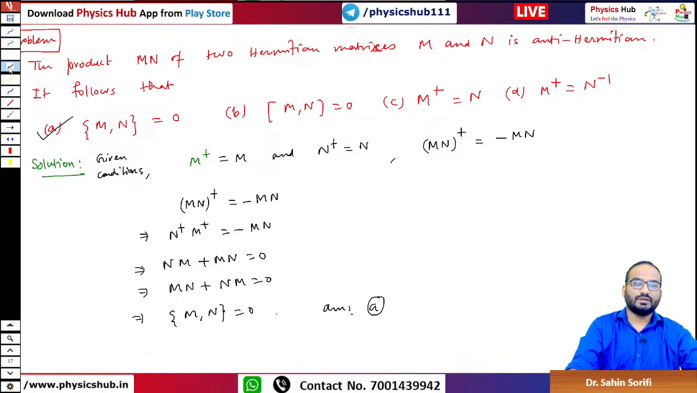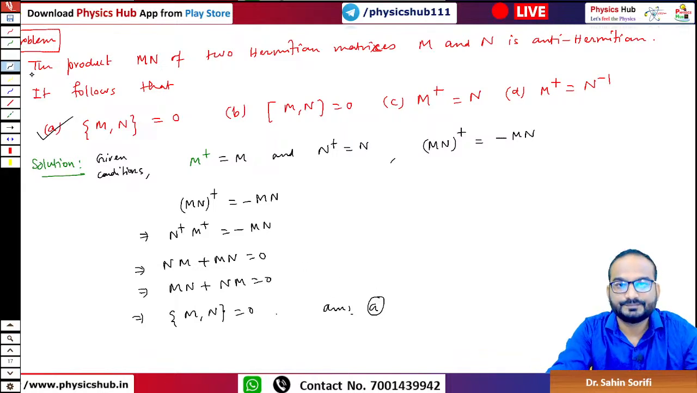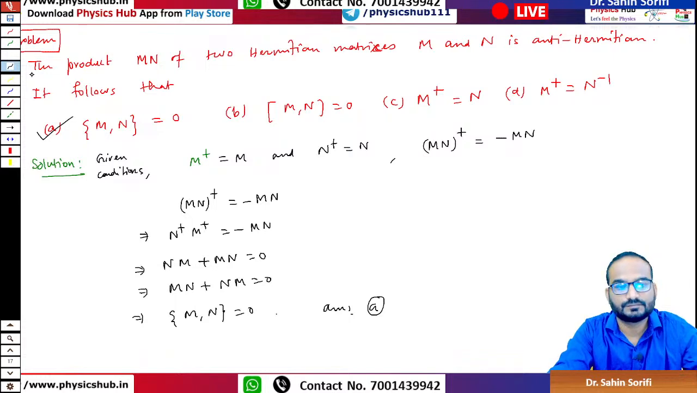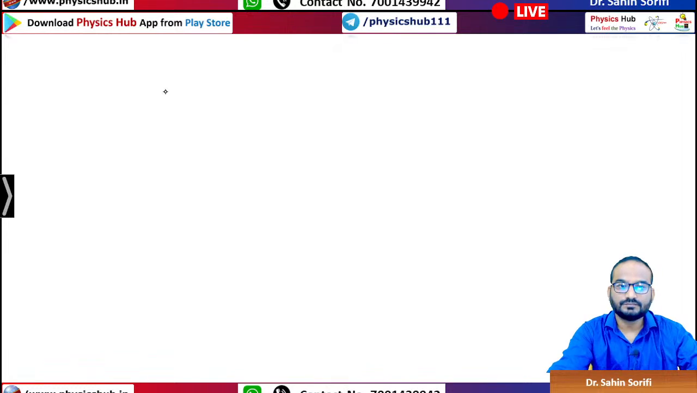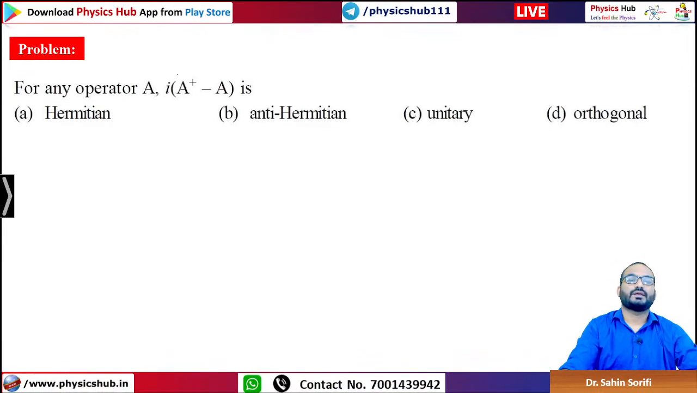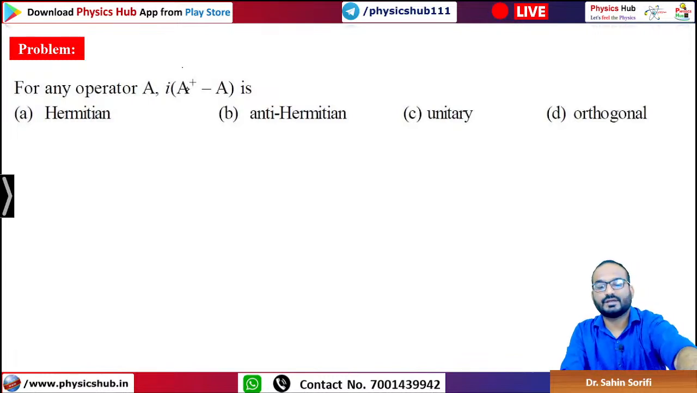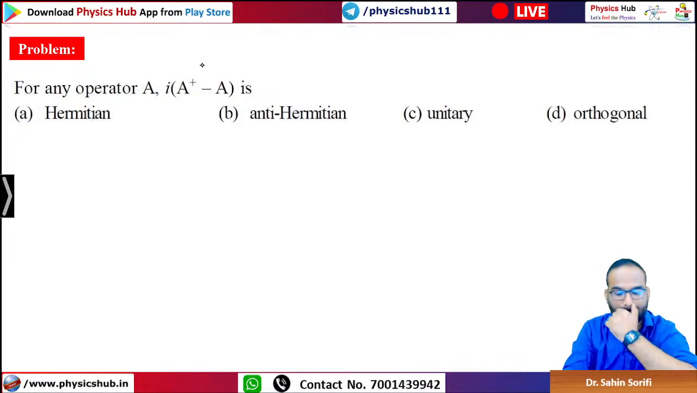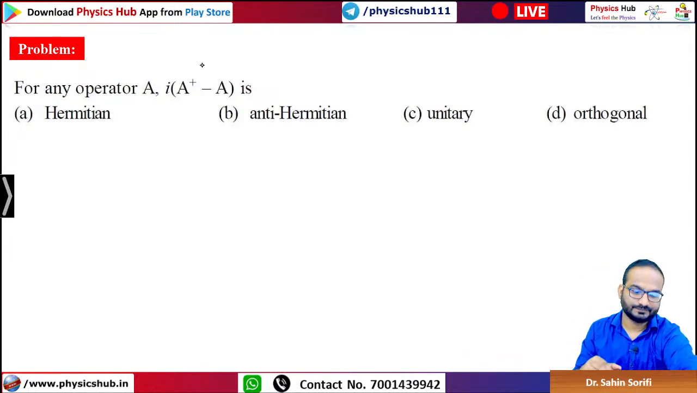Okay, let's quickly move on to the next problem. For any operator A, i times (A dagger minus A). Do this quickly.